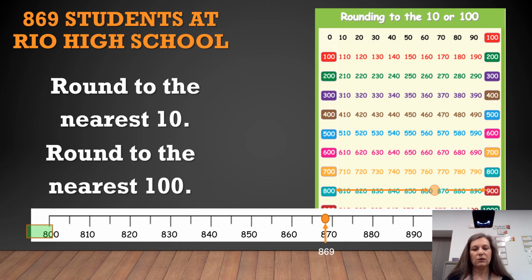Now let's think about the closest 100. We have 800 and 900. So if we were thinking about 869 on our number line, reminder, when we're rounding to the closest 100, we're using 50 as our middle mark. So if we look at our tens place, again, we see a 6 in the tens place, which means 60. And so that's going to tell us that if it's less than 50, we round down to 800. But if it's greater than 50, we're going to round up to 900.